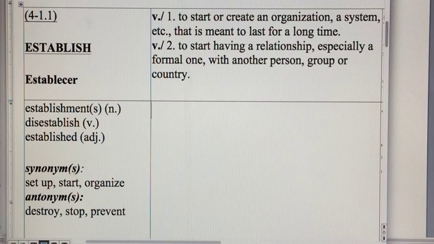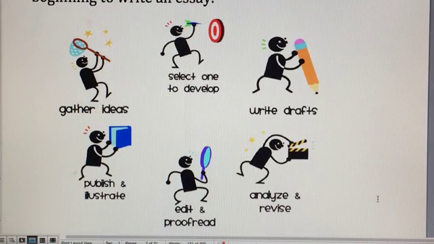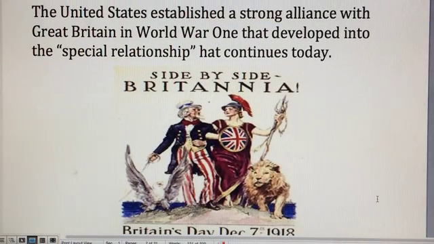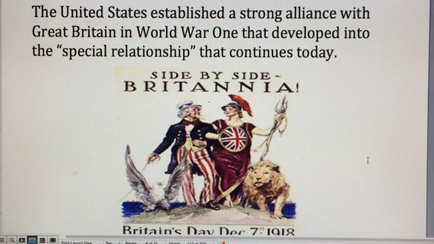We can also use it in the sense of countries. Let's look, I have an example here, where we have the United States established a strong alliance or friendship with Great Britain in World War I that developed into the special relationship that continues today. This term, special relationship, is the one that describes the friendship between the United States and Great Britain, because we have such close economic and political ties and connections, and the 2 countries support each other in the world stage. And this started in World War I.